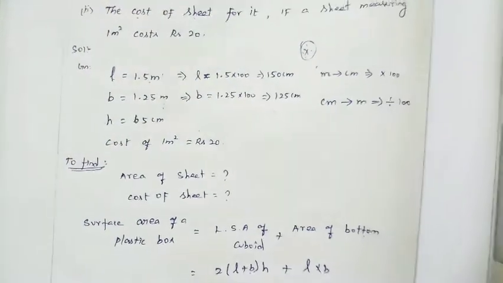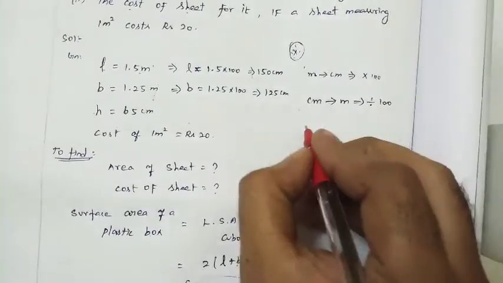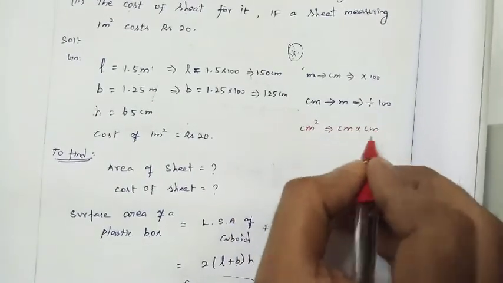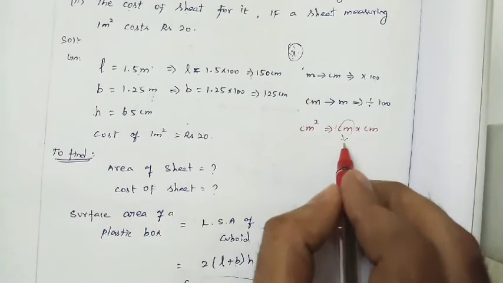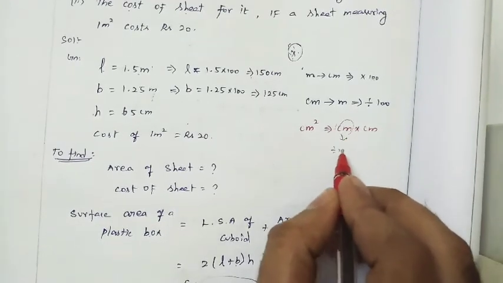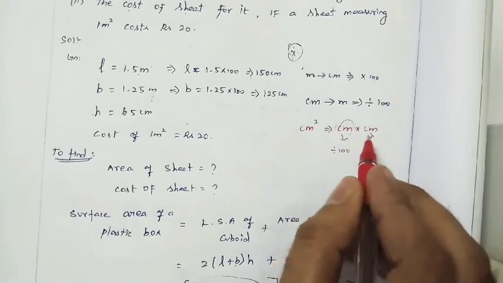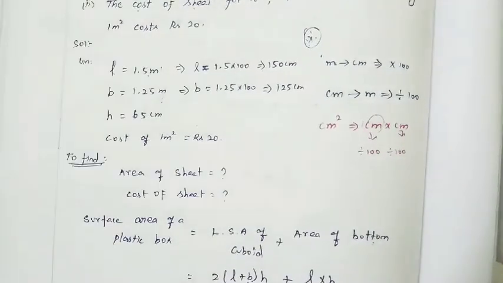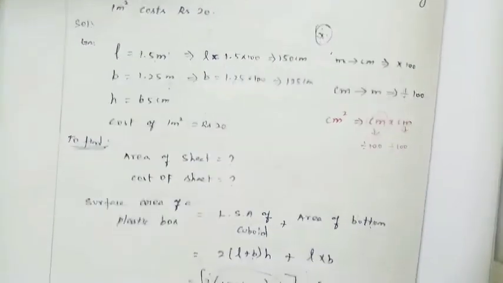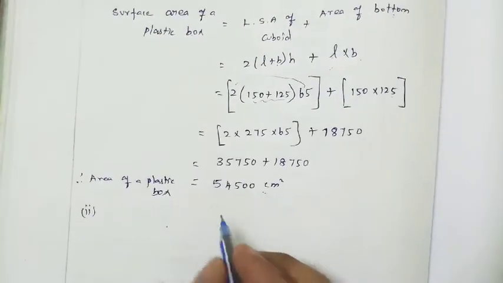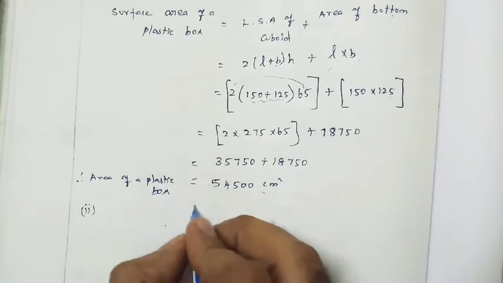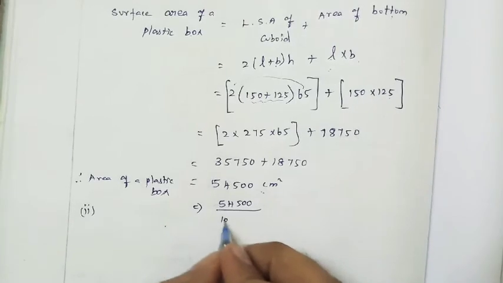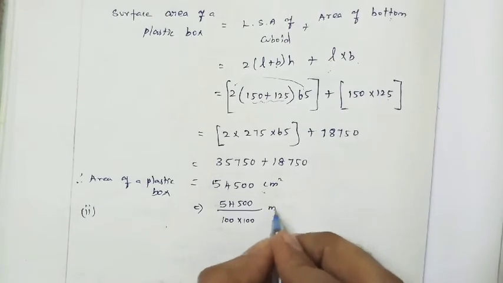Here we have centimeter square. Centimeter square means centimeter into centimeter. For 1 centimeter, if we convert into meter, we divide by 100. Here we have centimeter into centimeter, so we divide twice by 100. Understood? So 54,500 centimeter square, dividing to get meter square, is 54,500 divided by 100 into 100 meter square.